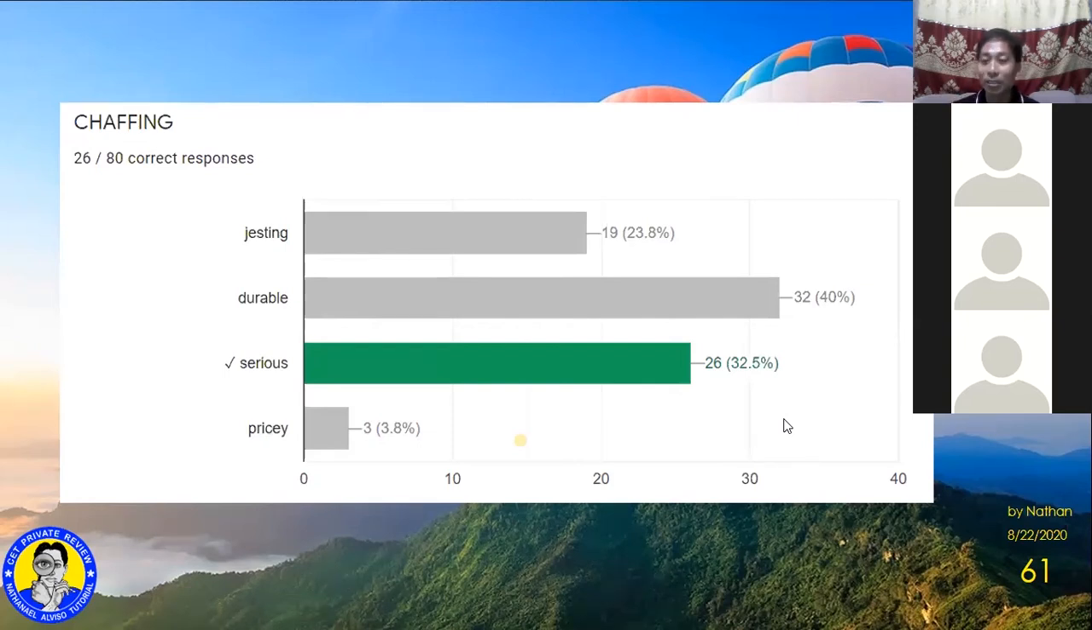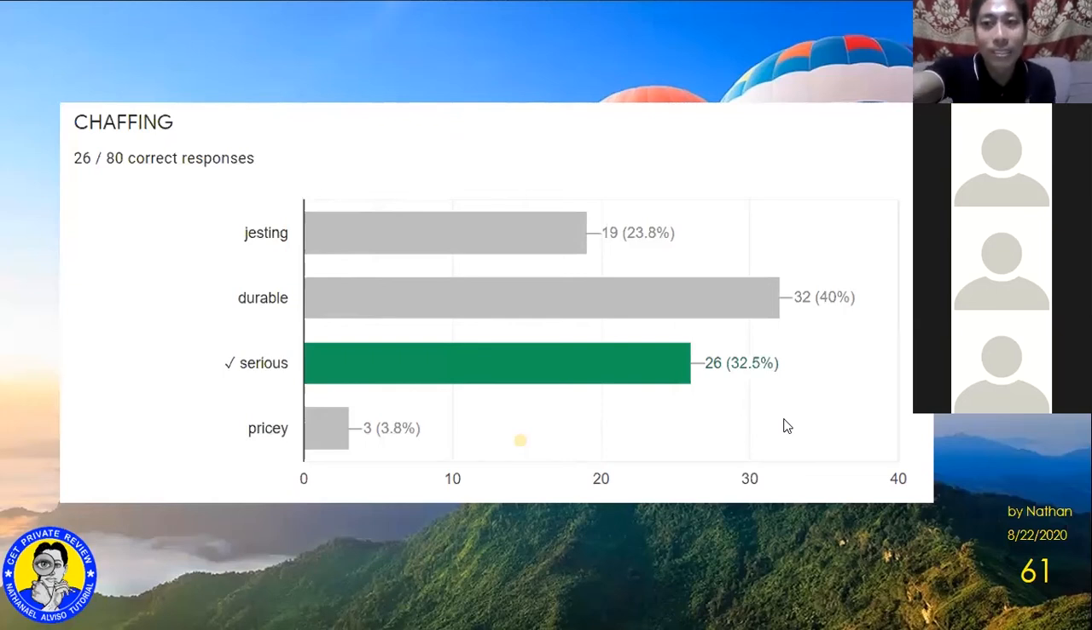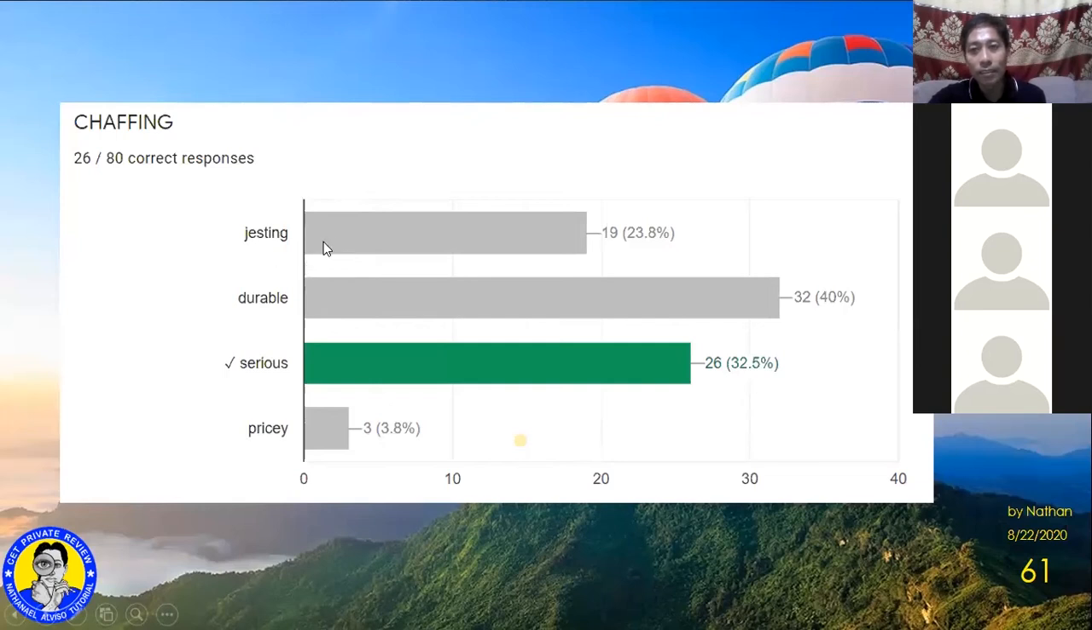And most of you answered durable, 32 of you. And we will be all wrong. So my tip for you guys, if you come up with an unfamiliar word, open your thesaurus and the dictionary. That's the only way to be able to answer these types of questions. So it's not pricey, okay? Jesting is the synonym of shopping.